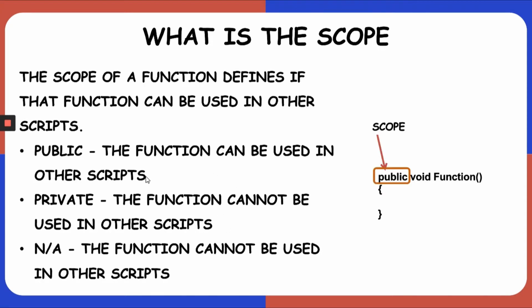So first, let's take a look at the scope. The scope of a function defines if that function can be used in other scripts. So when we write public, that means the function can be used in other scripts. When we write private, the function cannot be used by other scripts. And when we write nothing, it just takes in by default private.